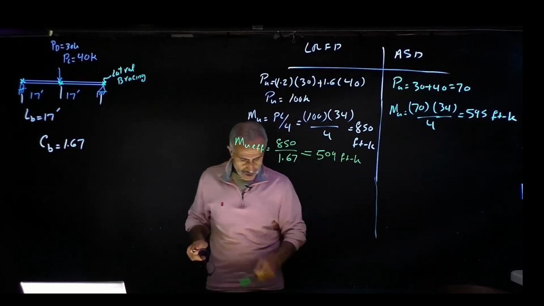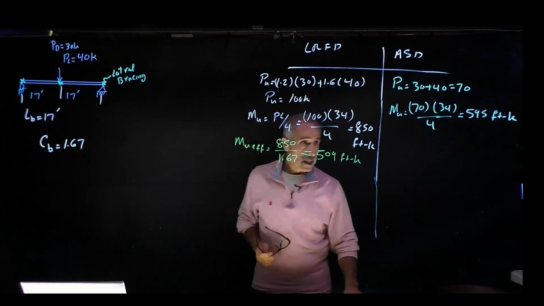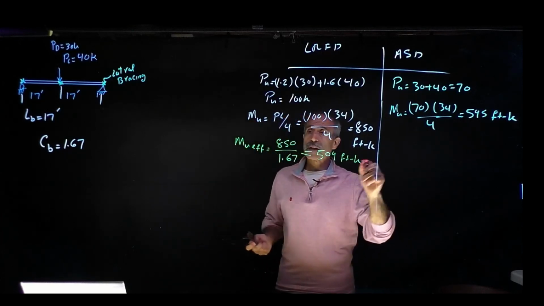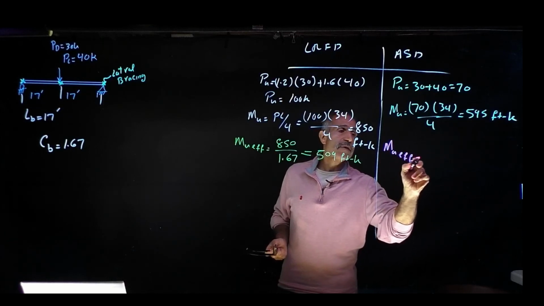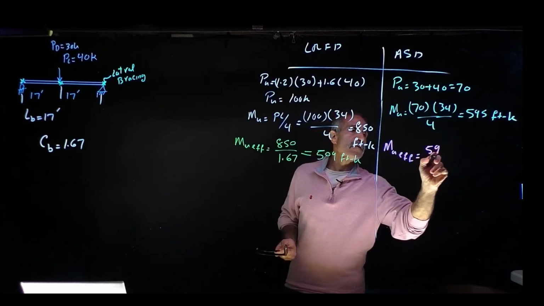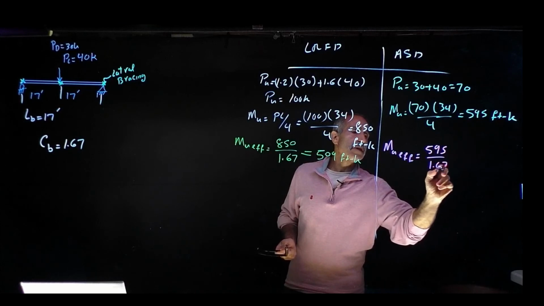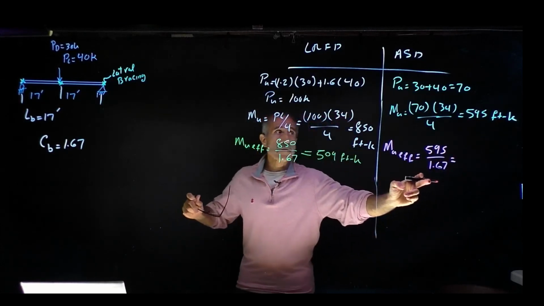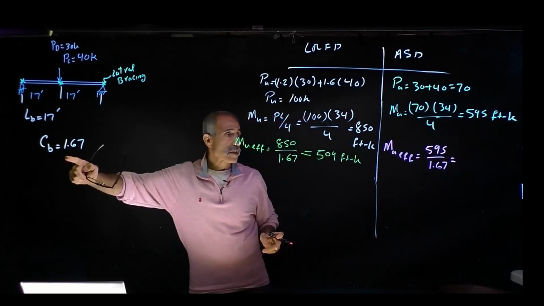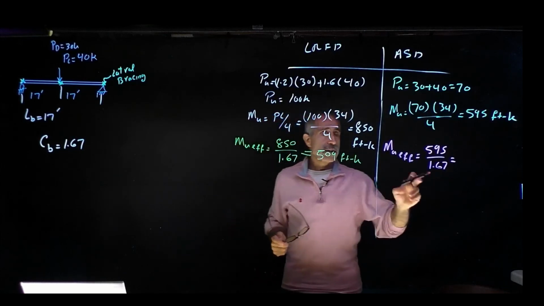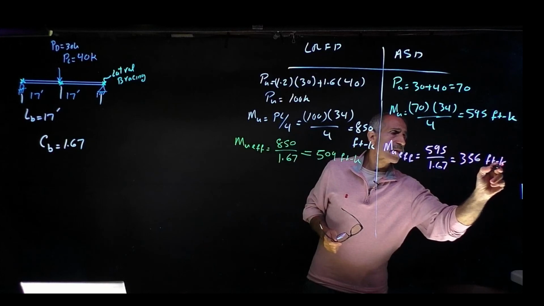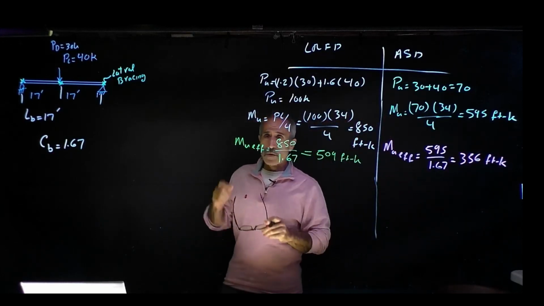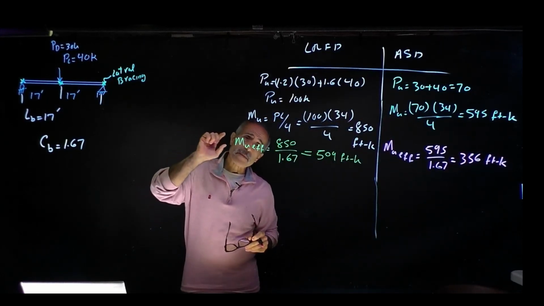And we're going to do the same thing for the other side. That's going to be basically Ma effective, which is 595 divided by 1.67. And this 1.67, please don't confuse it, that's what it is. It's not that omega. And that comes out to 356 foot-kip. So now we have that.